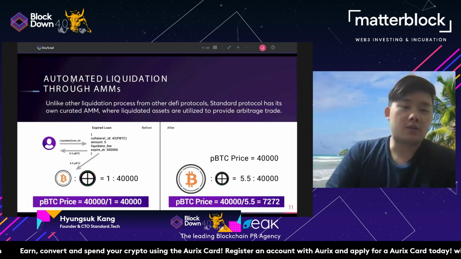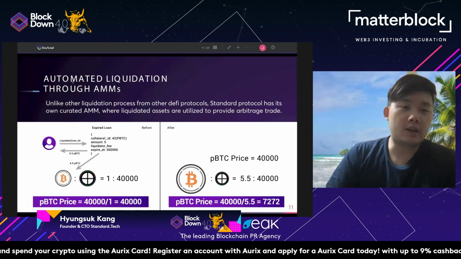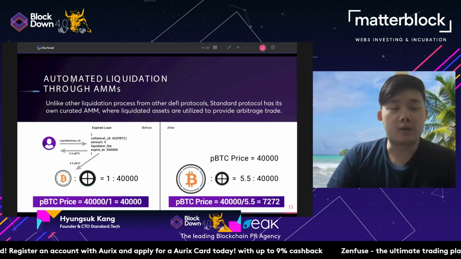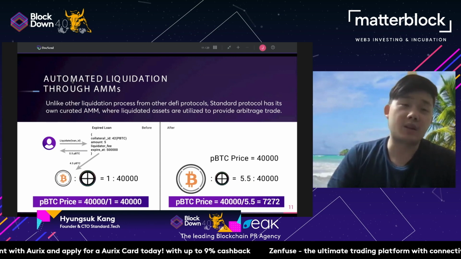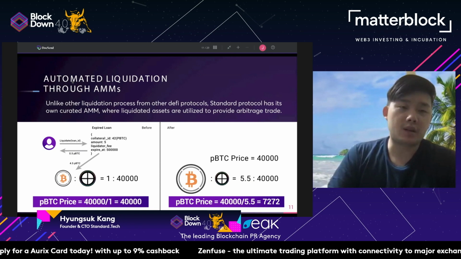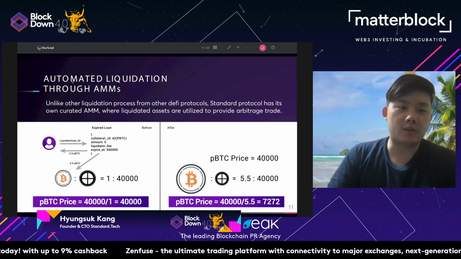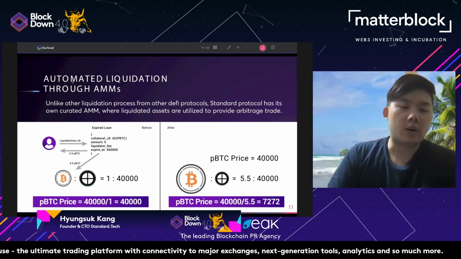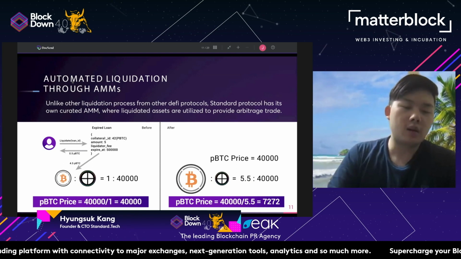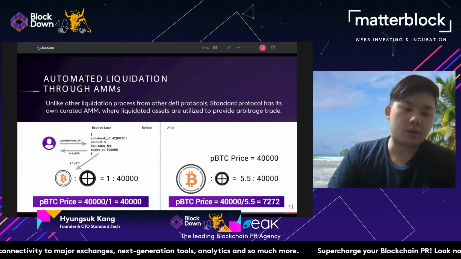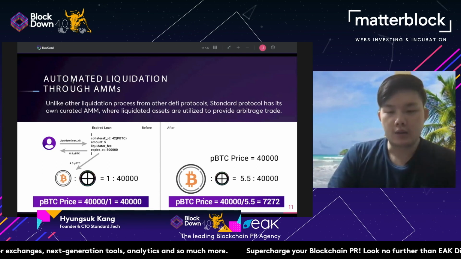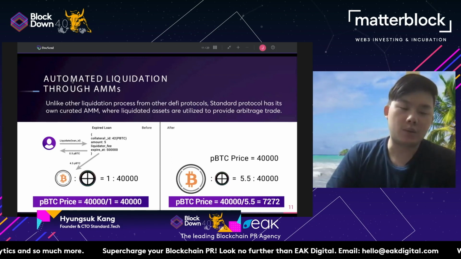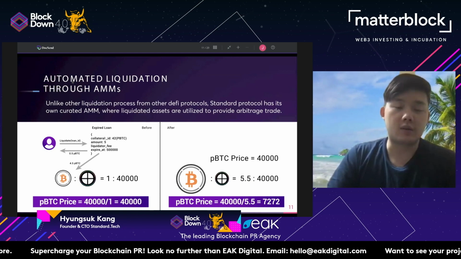For automated liquidation through AMMs, let's go through our solution in a bit more detail. Unlike the liquidation process in other DeFi protocols, where liquidations are just kind of lost, Standard opposes the idea of losing those liquidations. Rather, it distributes them to everyone by using an AMM, where the liquidator finds the expired loan and throws the liquidated asset into a pair so that the ratio changes, making an arbitrage trade possible to purchase those assets at a cheaper price and then sell them to other centralized exchanges or other markets.